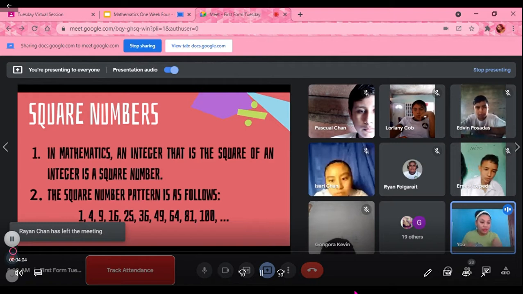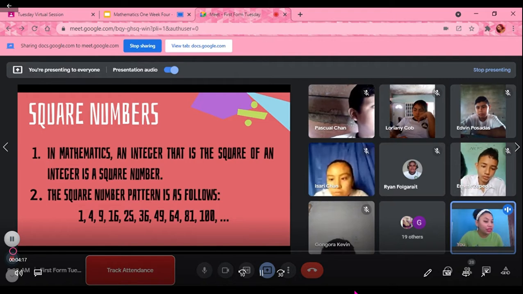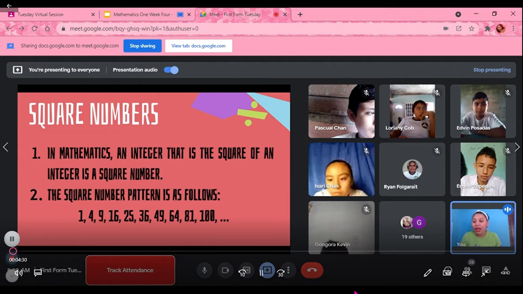So 1 is the square of 1. 4 is the square of 2. 9 is the square of 3. 16 is the square of 4. 25 is the square of 5. 36 is the square of 6. 100 is the square of 10. And if I were to continue, I would have 121 because 11 times 11 gives me 121. I would have 144 because 12 times 12 gives me 144. I would have 169 because 13 times 13 gives me 169.